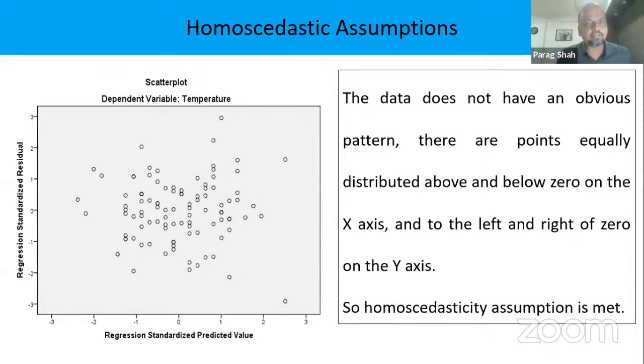Again, if homoscedasticity is not met, then there is a procedure for it in which we can convert our variable, or our errors which are not coming to equal variances, we can make equal variances by transforming our variable. So there are techniques in which we can do it.